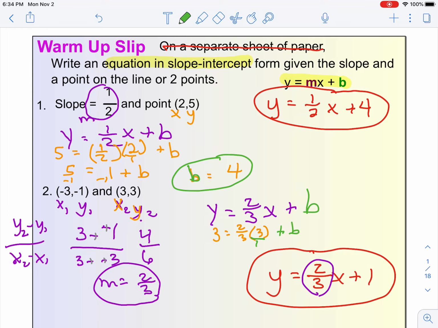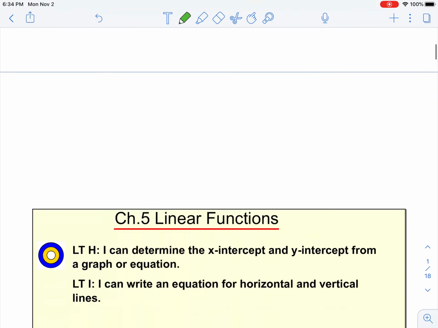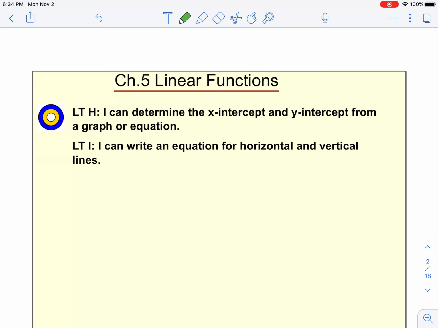So 2/3 times 3. Again, put a 1 under this or use your calculator. But this is going to be 2 times 3, or 6 over 3. Well, 6 over 3 is 2, so that gives us 3 equals 2 plus b. Now I subtract my 2, and that's where I get my b equals 1. So there is my y-intercept. And that is the equation. If you're struggling with this, you might want to go back and read the section in the textbook or rewatch the video for some extra help.